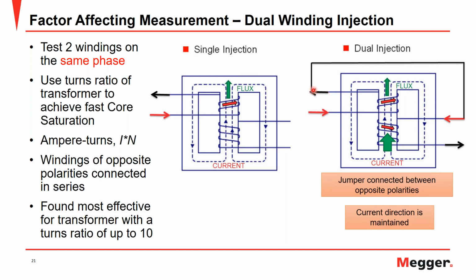As you can see on the right side of your screen, the injected current, once it comes out of one winding, is connected to the other winding and is again circulated through the transformer. This is done by making sure that the direction of flux still stays the same. This method has been found more effective in transformers that have a turns ratio of up to 10. In transformers with higher ratios, the difference in the nominal current of the high voltage and the low voltage winding was far apart, which did not give us the results that we expected. So for transformers that have a turns ratio of up to 10, the dual winding injection technique can be effective to make winding resistance measurements.